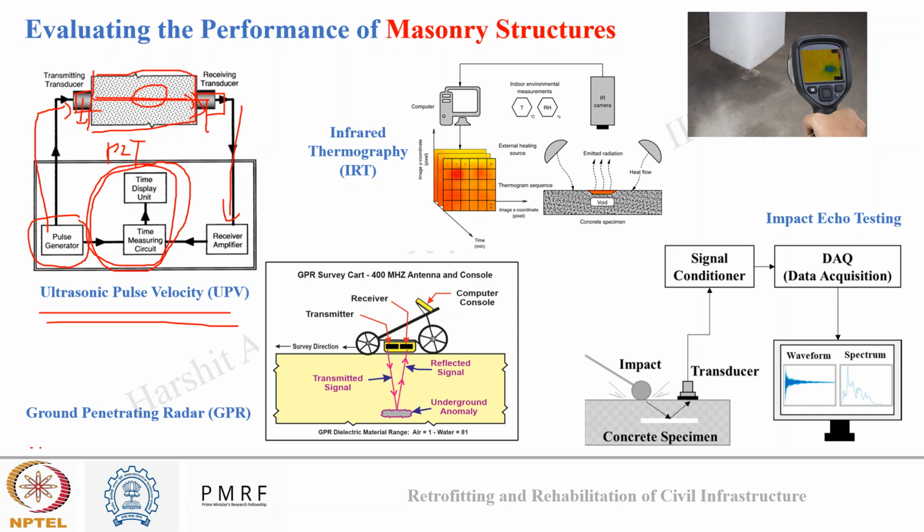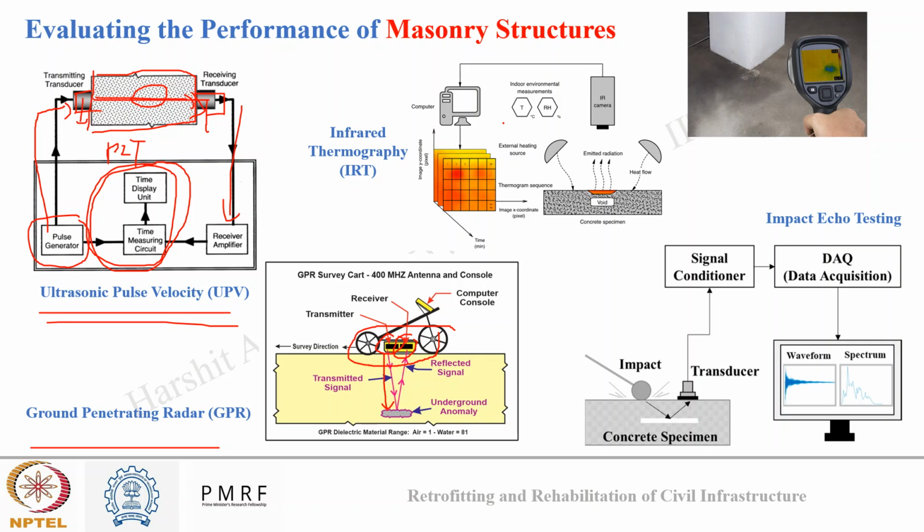Second, we have GPR. Here again we input a wave. So you can see using a transmitter we input a wave into the concrete or masonry, and the presence of cracks or defects reflects the wave, which can be monitored by the receiver. Okay, so here you can see a movable GPR device. It will regularly transmit a wave, and it will record the reflected wave also, and based on the time the wave took to reflect back, we can judge if there is any defect in the masonry or not.